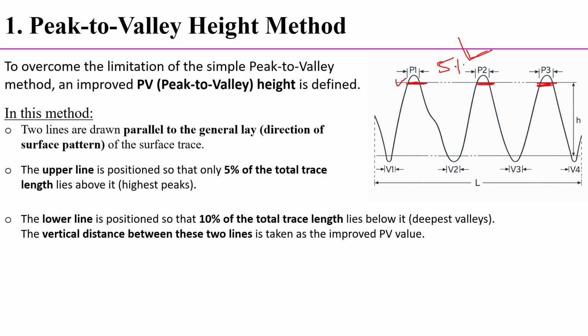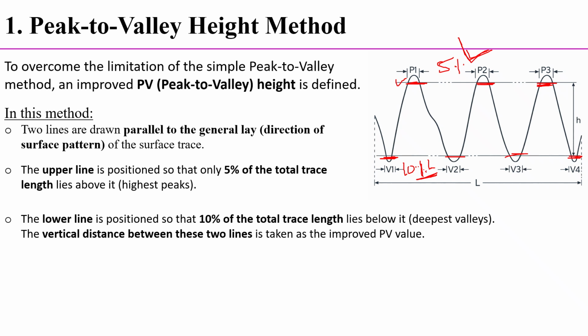Similarly, we have to adjust the lower line. The lower line is positioned so that 10% of the total trace length lies below it. So here it should be only 10% of the total trace length. We have to adjust these two lines: the upper line should have only 5% of the total trace length, and the lower line should have 10% of the total trace length.